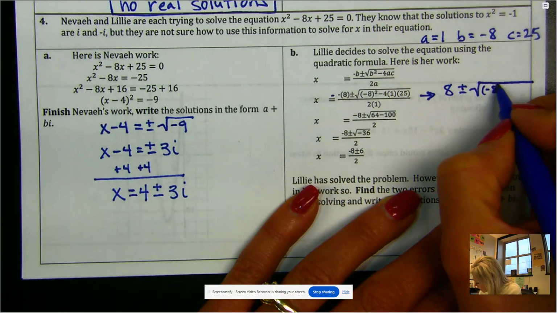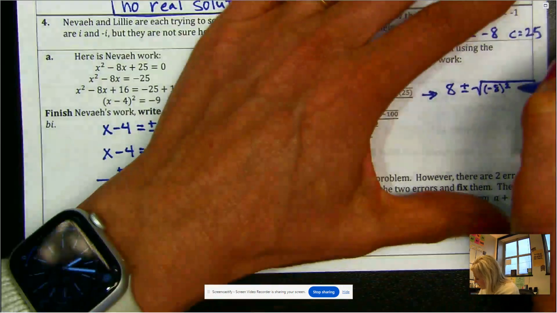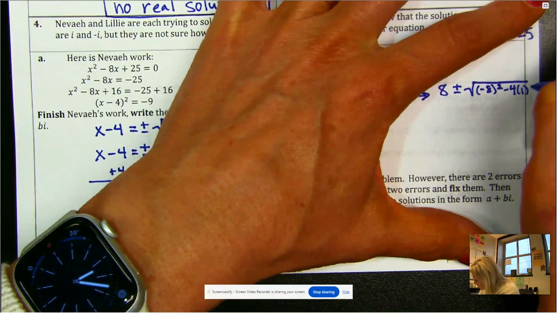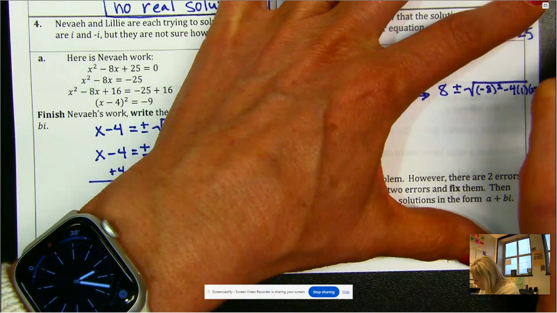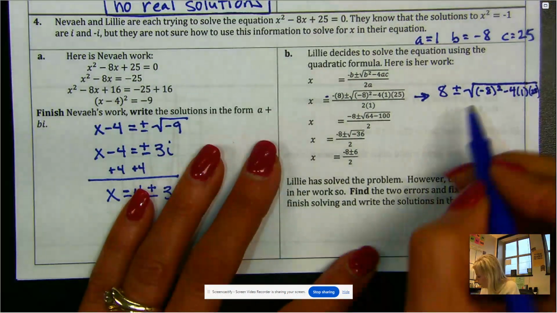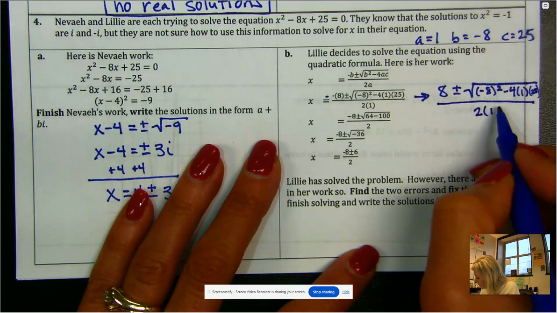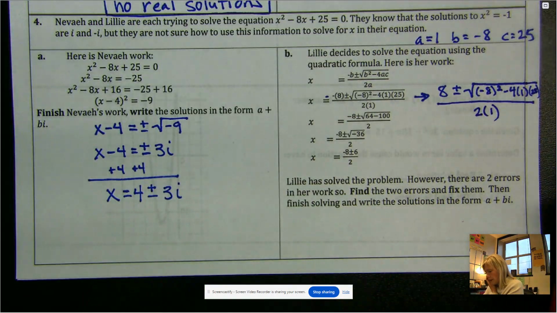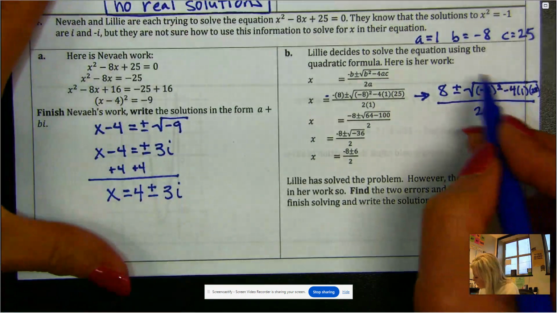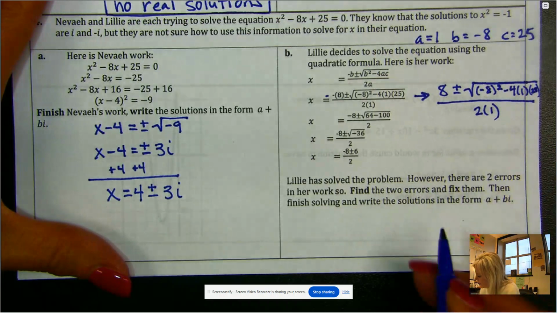And she did a good job remembering to put the negative 8 in parentheses. So minus 4 times 1 times 25. Oopsies. Now the whole thing is divided by 2 times 1. Okay, so that's where she made her first mistake. So I'm just going to finish the problem from here.